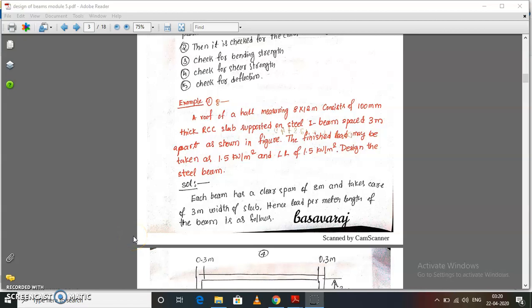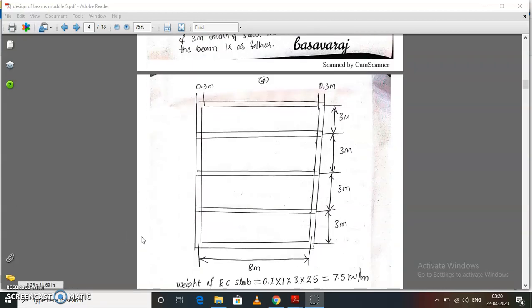A roof of a hall measuring 8 by 12 meter consists of 100 mm thick RCC slab supported on steel I-beam spaced 3 meter apart as shown in figure. The finished load may be taken as 1.5 kN per square meter and live load of 1.5 kN per square meter. Design the steel beam.